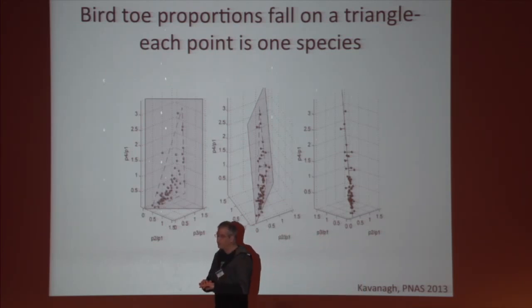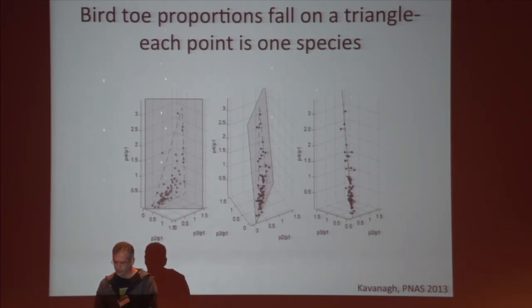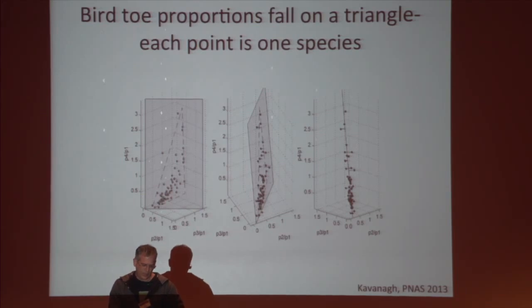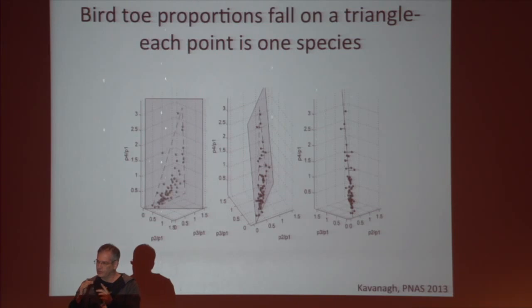The third toe of the bird has 4 phalanges. We only have 2 here, and this bone is a tip. Anyway, they have 4, and you can look at the ratio of the areas of the bone: 4 divided by 1, 3 divided by 1, and 2 divided by 1. So it's a 3-dimensional space of dimensionless coordinates. In that space, each point is a bird species. And you look at the different bird species, and they fall on a plane. And within that plane, they fall on a triangle.